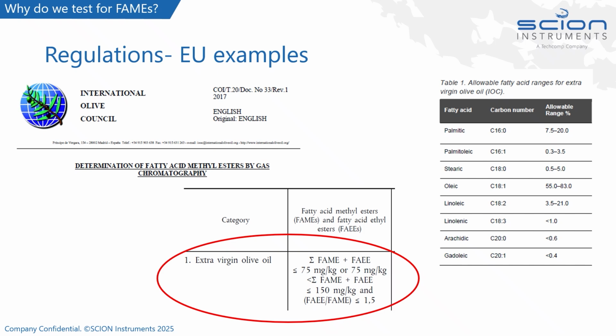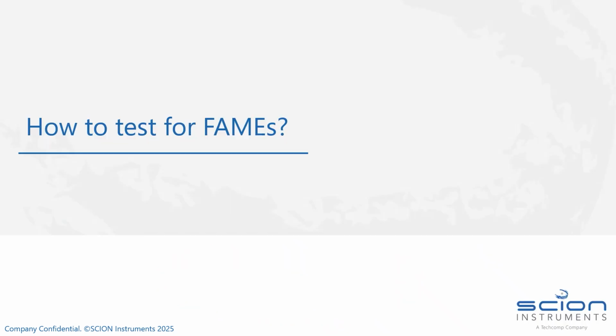Also, the Official Journal of the European Union states that extra virgin olive oil content of FAME should be less than or equal to 75 milligrams per kilogram. These are examples of some of the regulations that need to be followed, and why we would conduct tests on olive oil for fatty acid methyl ester content. So we know what we're testing, we know why we're doing it. Now we're going to look at how we can test for fatty acid methyl esters.